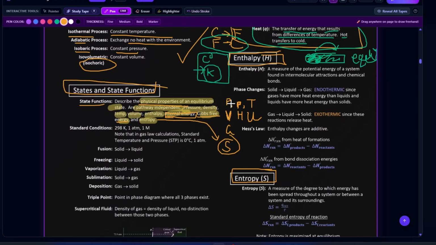So all of these, P, little p, T, V, H, U, G, S, all of these are state functions. So they are pathway independent. It doesn't matter how you get there, it matters where they are right now. That's why they call it a state function.